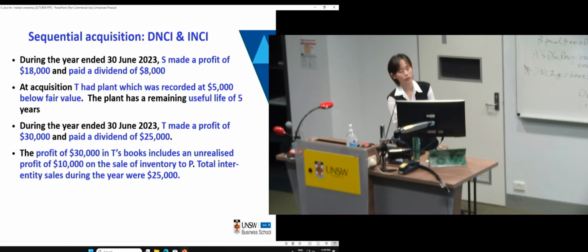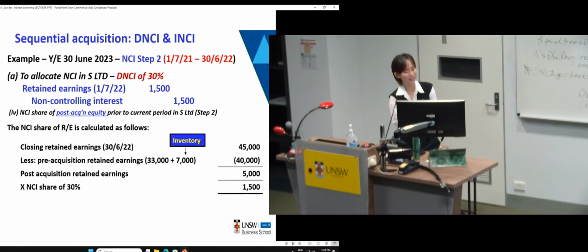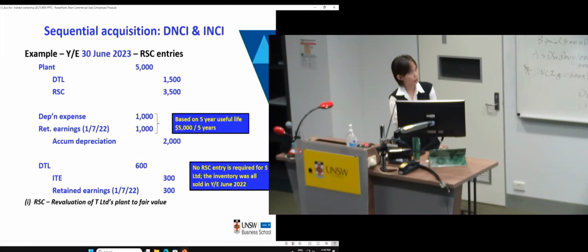Now T's reported profit needs to be adjusted before the allocation. Why is that? RSC entry, right? Don't forget the RSC entry you prepared earlier. Now your RSC entry includes adjustment of depreciation and ITE. Now this is for the plant, right, in the record of T. Effectively, these two line adjustments reduce T's current year profit by 700. So T's current year after-tax profit is reduced by 700, because of the depreciation and ITE adjustment we prepared in the worksheet.